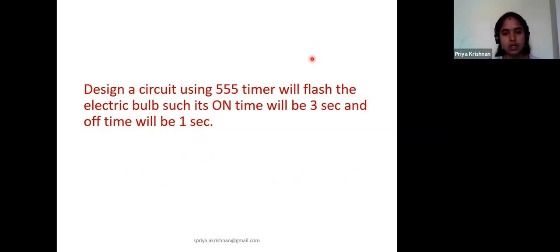So we have come to the end of my session. I have two questions for you, to check whether you have understood this session. I'll read out the question. Design a circuit using 555 timer that will flash an electric bulb such that its on time will be 3 seconds and off time will be 1 second. So the 555 timer should keep the bulb 3 seconds on and 1 second off. So you will put it into which mode? Please reply in the chat box.